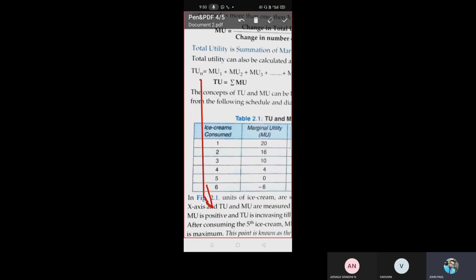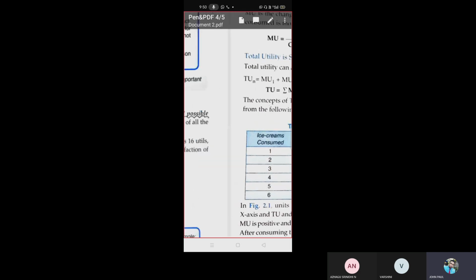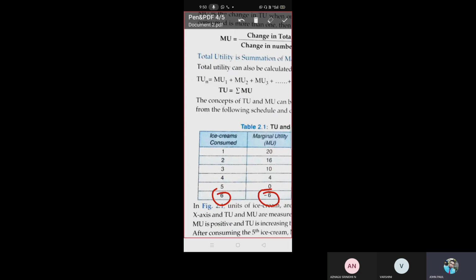So here, what happened? Third round. When going for the third round, the satisfaction falls. Fourth round, what happened? Again, it falls. Fifth round, the marginal utility becomes zero. Zero means we won't get any kind of satisfaction. We will feel a vomiting sensation. If we eat in the sixth round, what will happen? Completely, we will hate that particular commodity. This is the example.